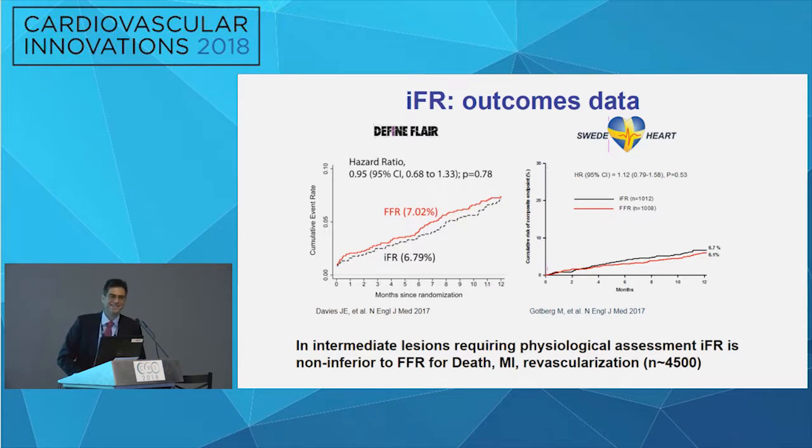The question was confusing. Okay, so let me rephrase the question. How many of you are comfortable using Pd/Pa instead of iFR, and believing the outcomes you're going to get will be similar to what you get with iFR? No one. How many think that DPR or the diastolic index would be equivalent? Okay, well. All right, well, maybe we should hold the session.